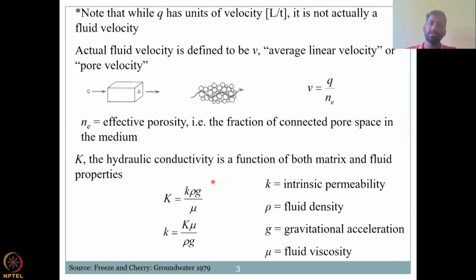So how is K defined and how is it related to the permeability? K, the hydraulic conductivity, is equal to the permeability k times the fluid density rho times g, which is the gravitational acceleration, divided by mu, the fluid viscosity. All this can be put for water. If you're using water for groundwater understanding, groundwater recharge, etc., we put the values for water, so rho is water density and mu is water viscosity.